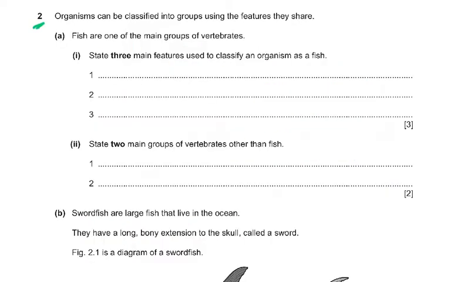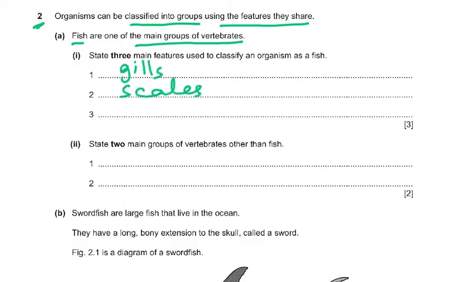Then question number 2, organisms can be classified into groups using the features they share. Fish are one of the main groups of vertebrates. State 3 main features that are used to classify an organism as a fish. Number 1, they have gills. Number 2, they have scales. So gills 1 mark, scales another mark, or a scaly skin, and then they have fins. That could have got you a mark as well. So there are 3 marks and 3 points: gills, scales, fins. If you wrote any of these, you got a mark. You can also say eggs with no shells, surrounded by jelly, or cold-blooded, or external fertilization. So all those could also have got you a mark.